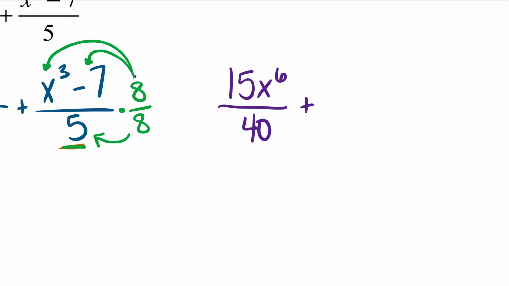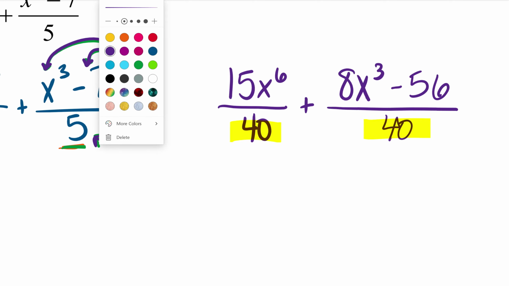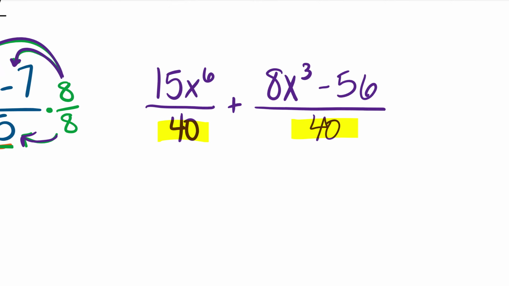And on the right, I do 8 times x to the third, which is 8x to the third. 8 times negative 7 is negative 56. And then on the bottom, 8 times 5 is 40. Okay, once my denominators are the exact same number, I can combine like terms on the top, if I have any. So let's look at the top.